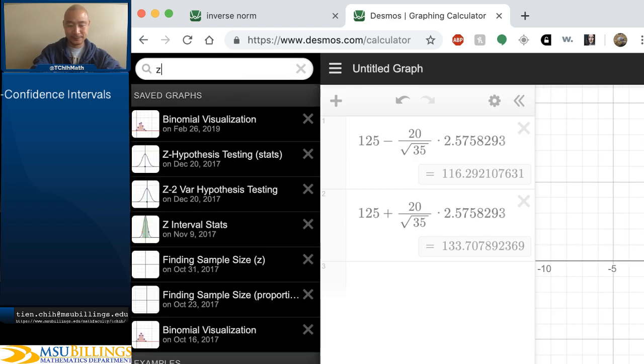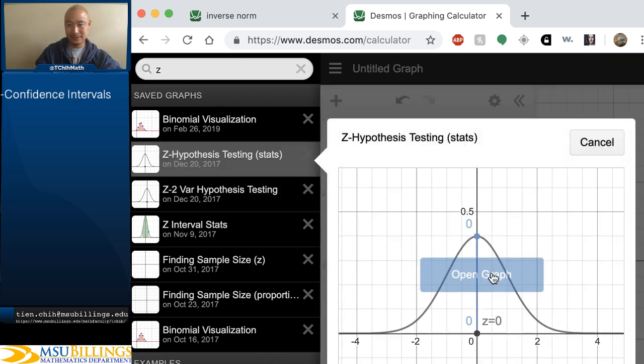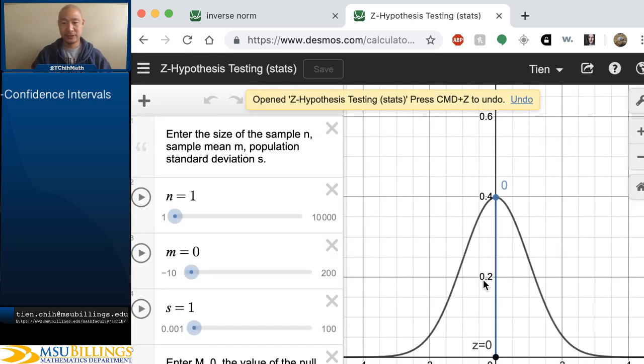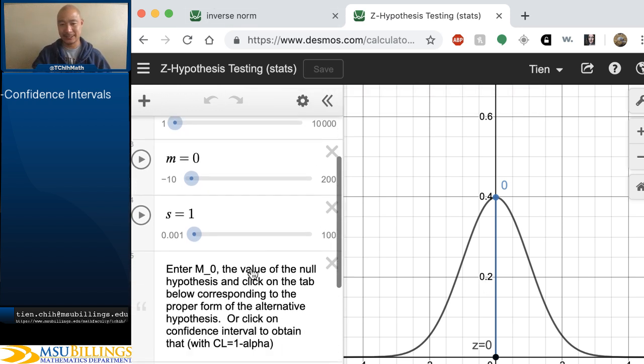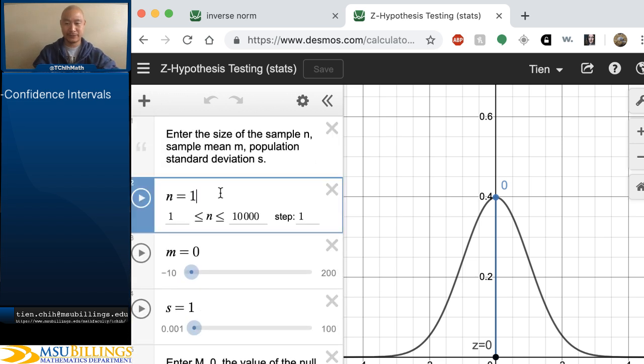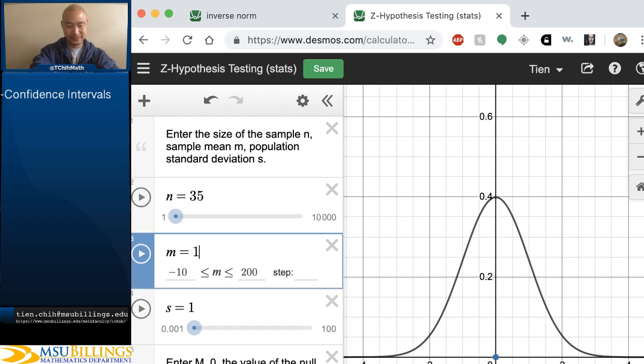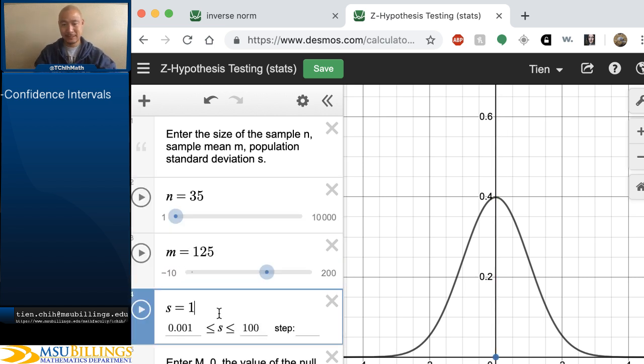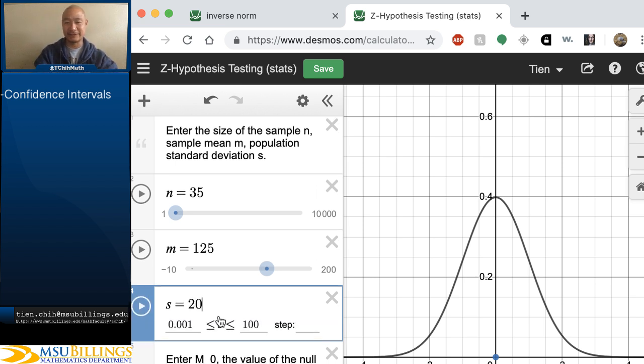And so here we have a calculator for Z hypothesis testing, and one of the options here is confidence interval. So what we have here is sample size 35, a sample mean of 125, sample standard deviation of 20.